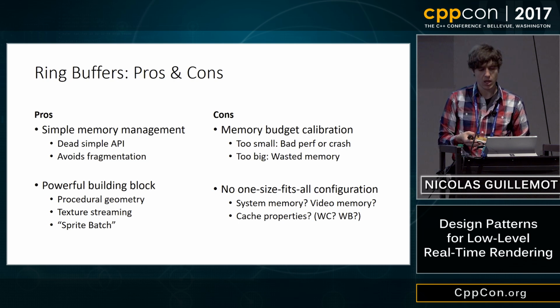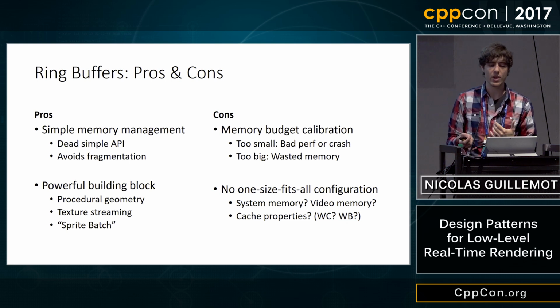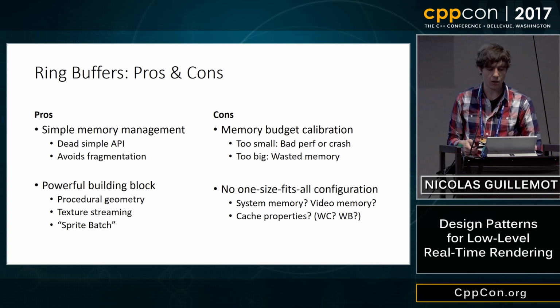I don't know. And these things really matter a lot because, for example, if you run a procedural geometry algorithm in place in a buffer that you've allocated with write combine cache, you're going to have a really bad day. So it's important to think about these details when you're implementing or when you're using a ring buffer.